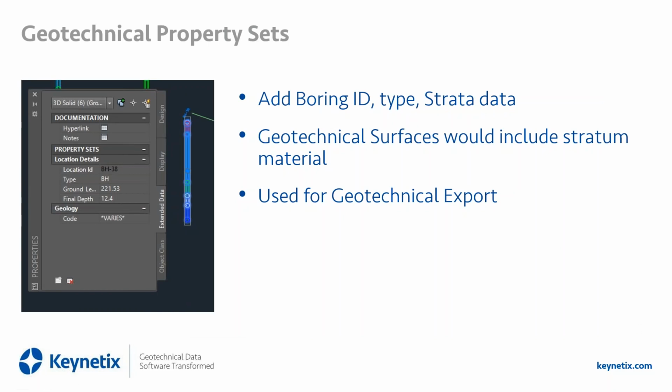Another small one is we've also started trying to exploit the property set functionality added in 2017, so that if you click on a 3D borehole or a surface, you will see there is some extended data and some basic property information regarding our borehole locations or the geology. And we've done that really thinking ahead for when you're trying to export this and use it in other Autodesk products as well.